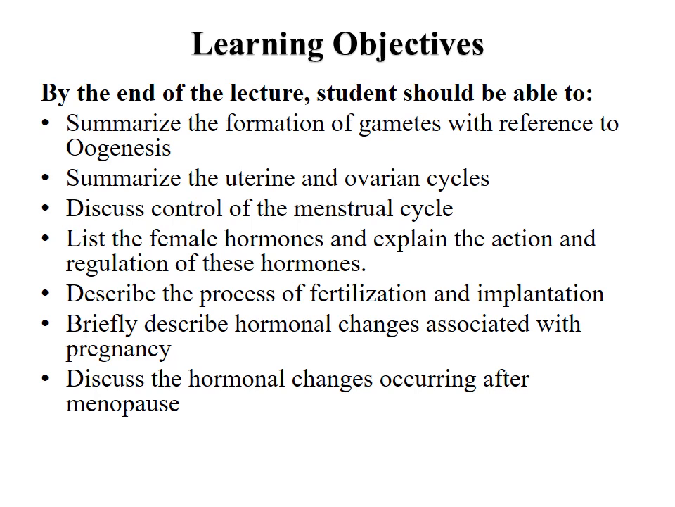At the end of this lecture, you should be able to summarize the formation of gametes with reference to oogenesis. You'll be summarizing the uterine and ovarian cycles. You'll be discussing the control of menstrual cycle. You'll be listing the female hormones and explain the actions and regulations of these hormones.